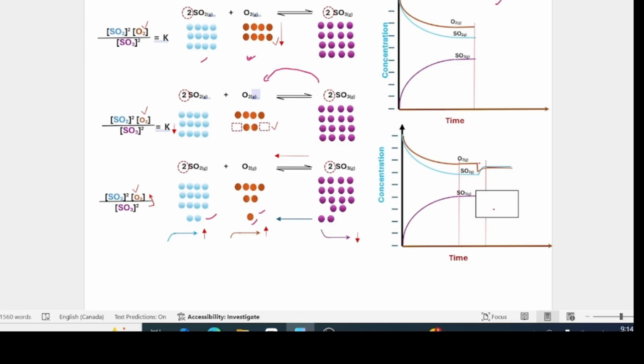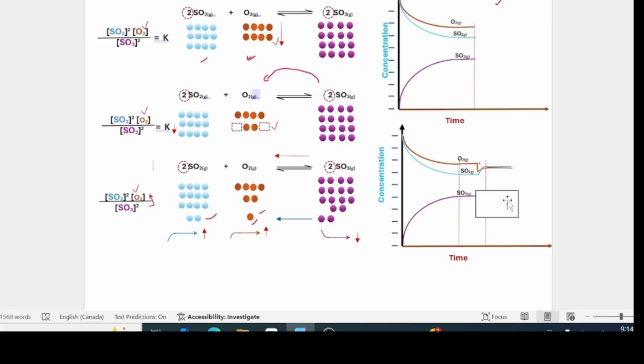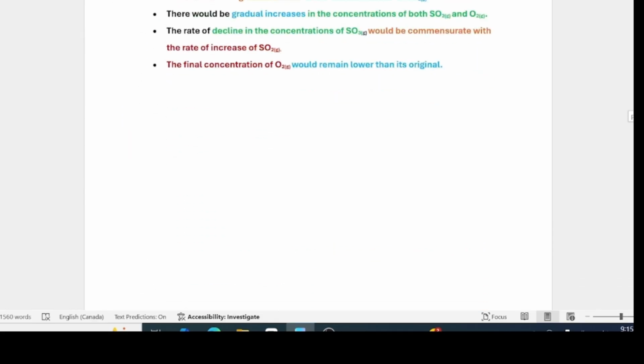But what do you think will happen here? Look what is happening. The sulfur trioxide concentration gets less with time because it breaks down to try to restore the oxygen. Again, I've written some things there for you to see.